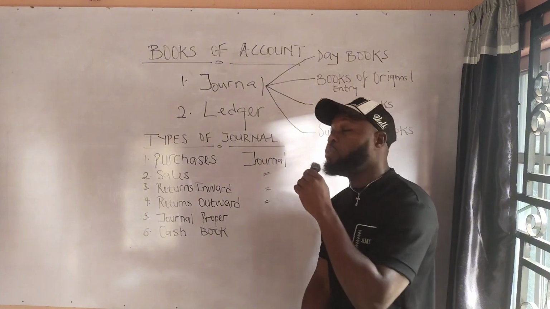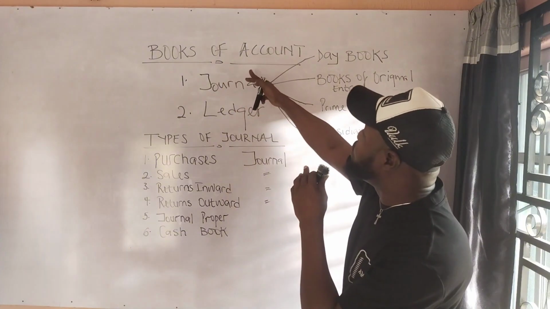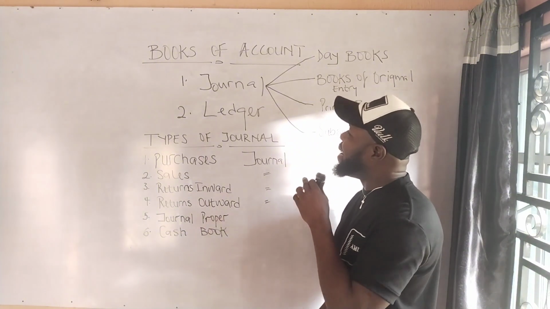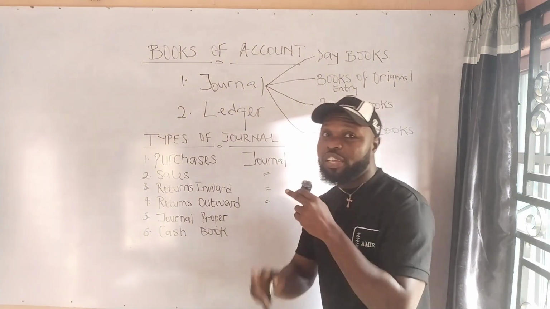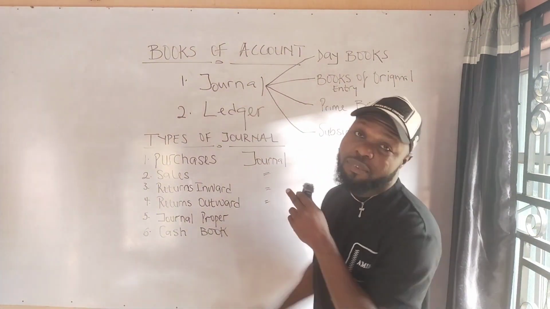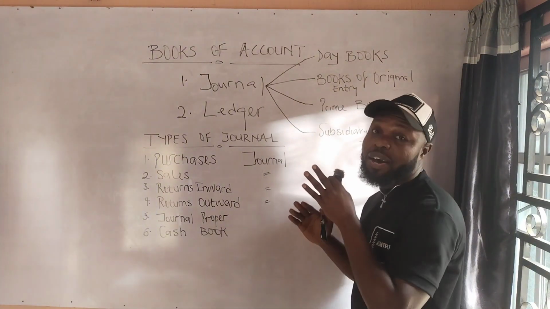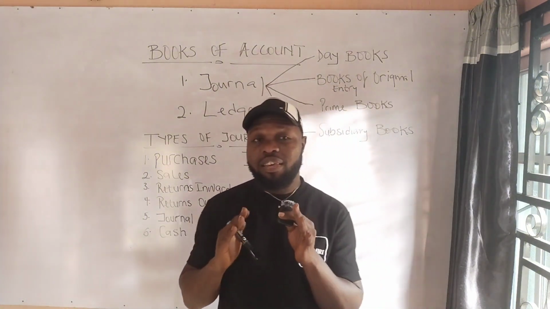In the previous video, I explained what I call Introduction to Books of Accounts, and at the end of the video, I made us realize that books of accounts are only two, which are journal and ledger. So today, I'm going to be explaining what journal and ledger really are.